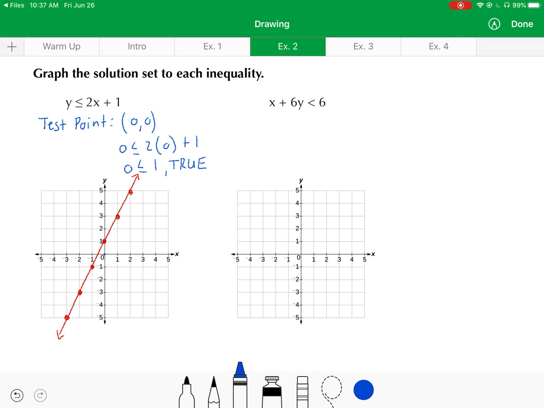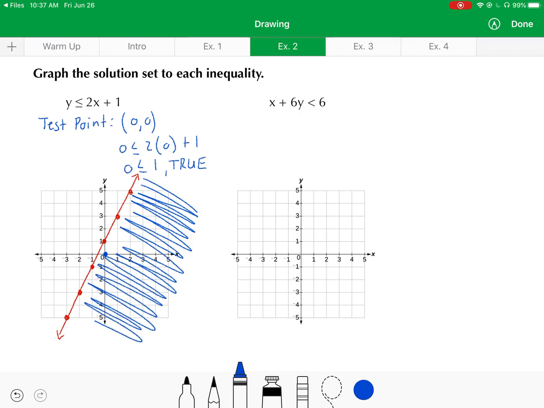Well, the origin is right here. It's to the right or below the boundary line, depending on how you want to look at it. So that means all of the points that are on that half of the line, they're going to be part of your solution set. So you're going to shade this region to represent that solution set.